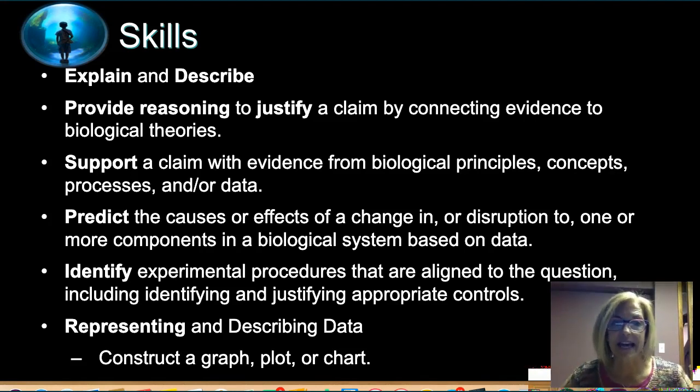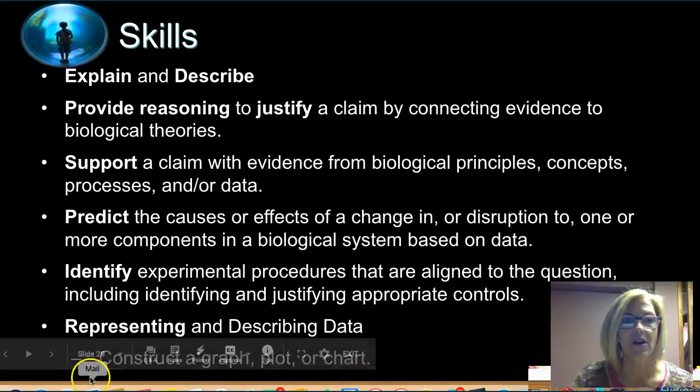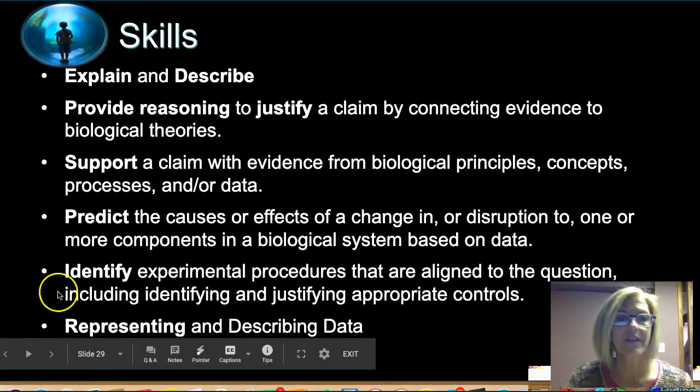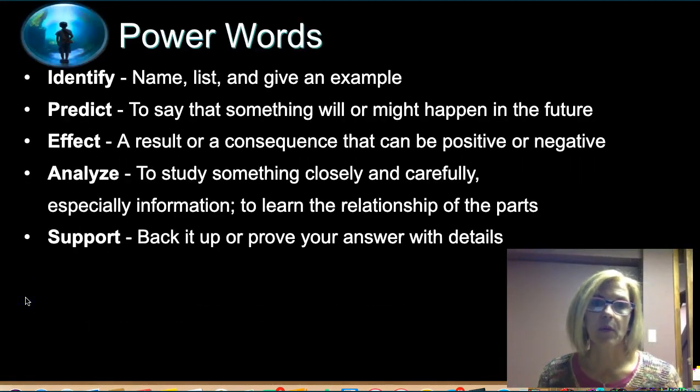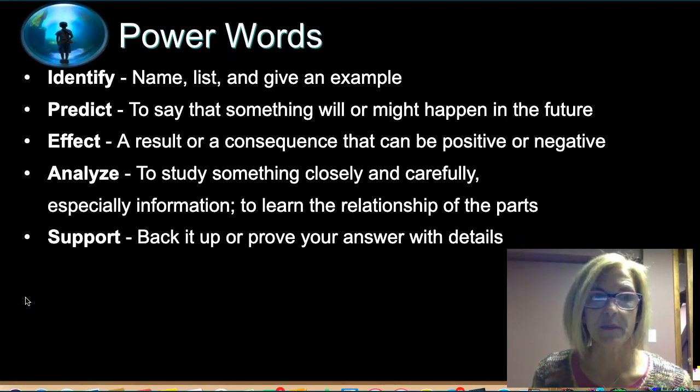Representing and describing data, construct a graph, plot, or chart. I think this is one that would often show up. I don't think they will ask you to construct a graph, plot, or chart this year, where you have to upload your information into a computer or a telephone or type your information in. So I don't think you'll be graphing. That's just me. So remember what all of these words mean so that you use them appropriately.